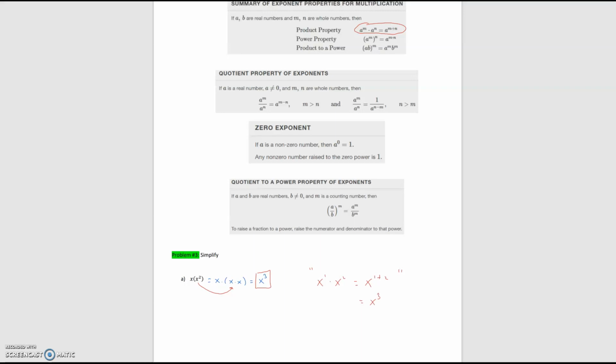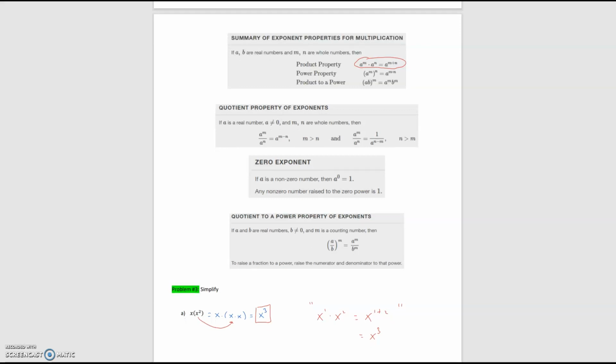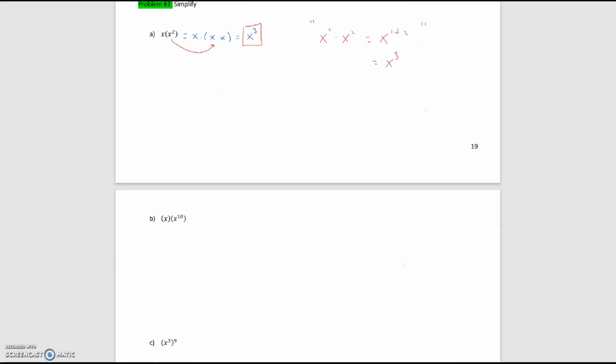So for these problems, you may do the expansion or use the formulas. I'll try to use the formulas for the majority of them, but as I mentioned earlier, some of these may apply, and there could be multiple formulas that you could use on any specific problem. Let's move on to problem B.